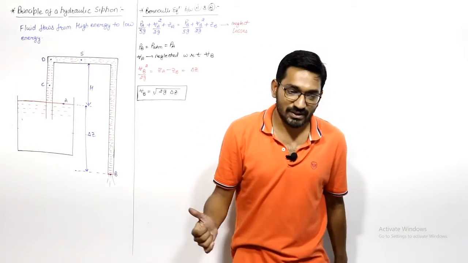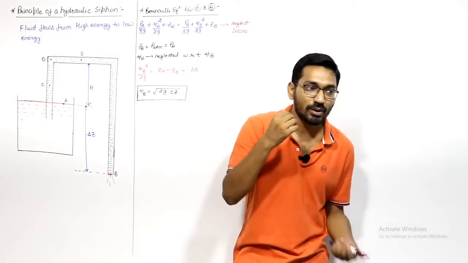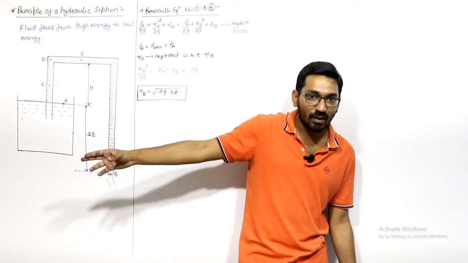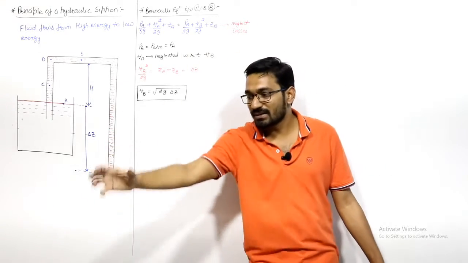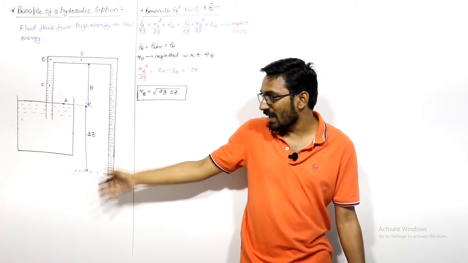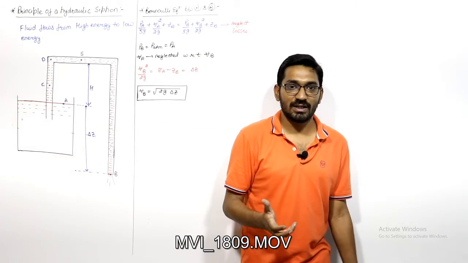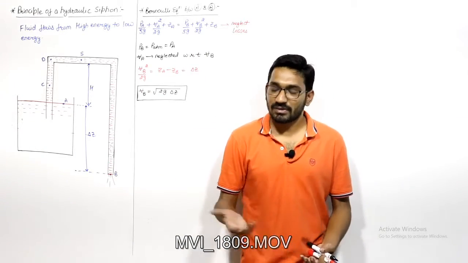The beauty of this is that fluid will start flowing automatically. You don't need any pump, you are not creating any orifice, you just put a pipe and make this second end below the tank level, and fluid will start flowing automatically, right? No pump, no external work is required. So this is the beauty of this siphon.